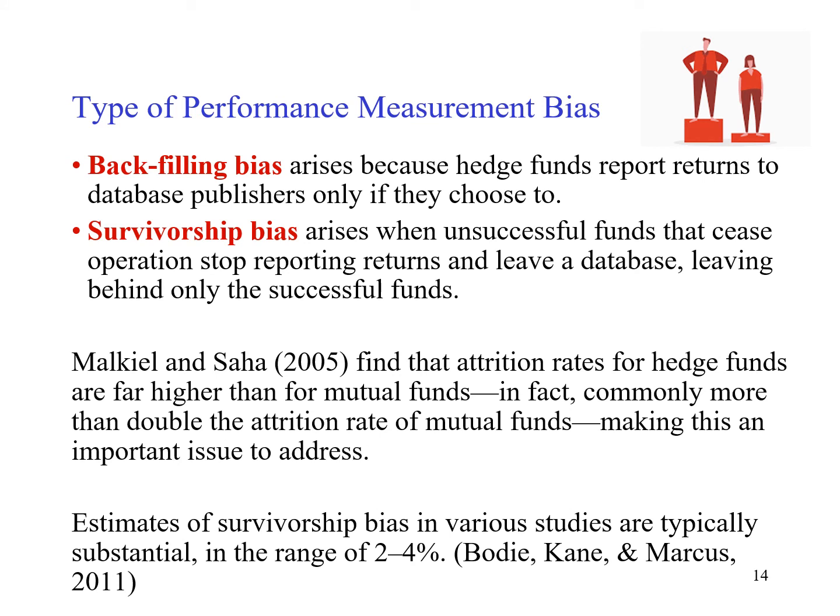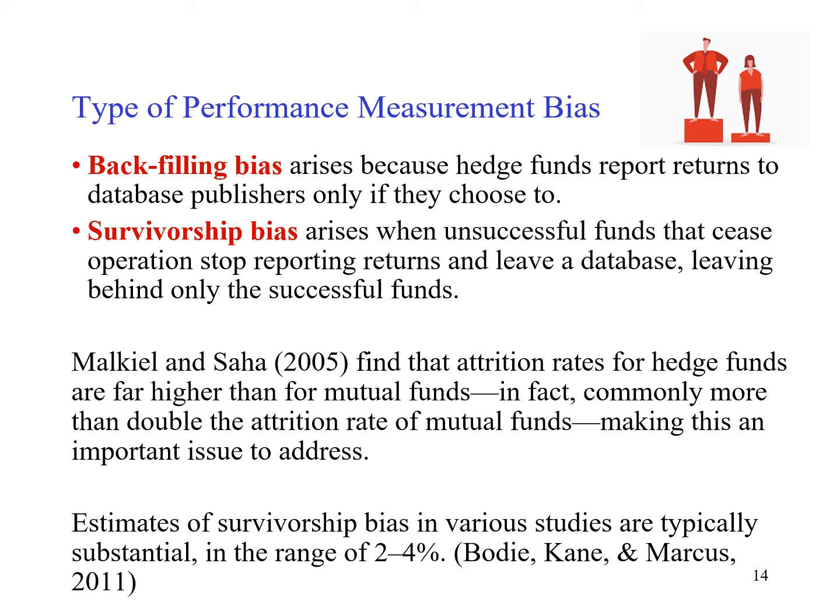There are two common types of performance measurement biases. First, backfilling bias, which arises because hedge funds report returns to database publishers only if they choose to. Funds started with seed capital and open to the public therefore enter standard databases only if their past performance is deemed sufficiently successful to attract clients.